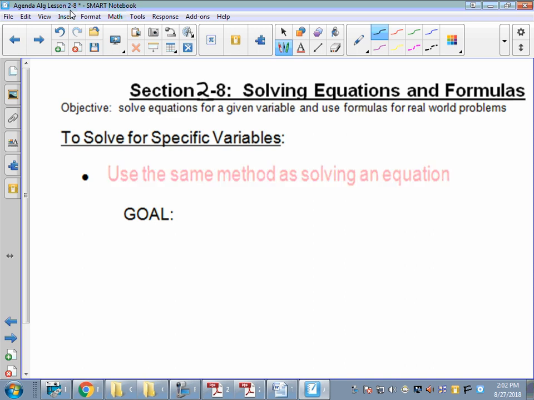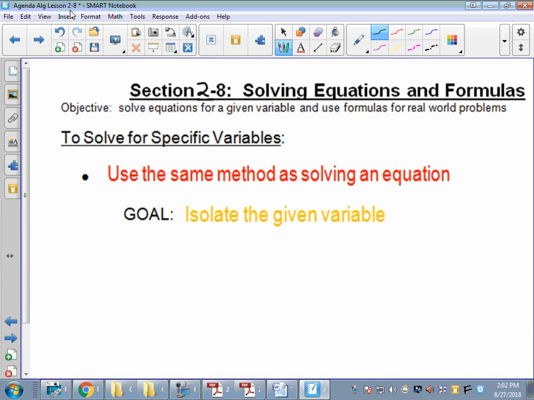So how are we going to do that? First, we're going to use the same method as solving an equation. So addition, subtraction, then dividing or multiplying, whatever you need to do, inverse operations. And we're trying to isolate a given variable. Still trying to isolate a given variable. It's just there's a different variable with us.